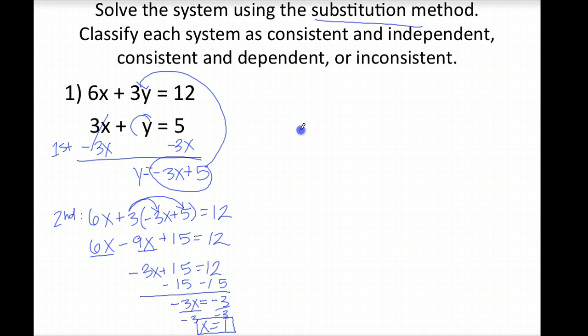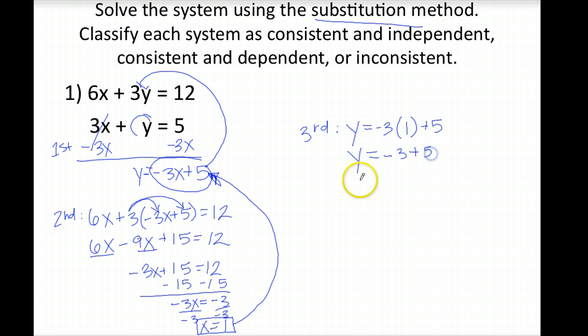Now in order to find that y coordinate, we can substitute x equals 1 into this revised equation that we wrote for step 1. It's also in terms of y, so that's nice. So we have y equals negative 3 times 1 plus 5. Once again, when you're substituting in, it's a good idea to get in the habit of writing what you substitute in parentheses. Negative 3 times 1, we get negative 3 plus 5, so y equals 2.